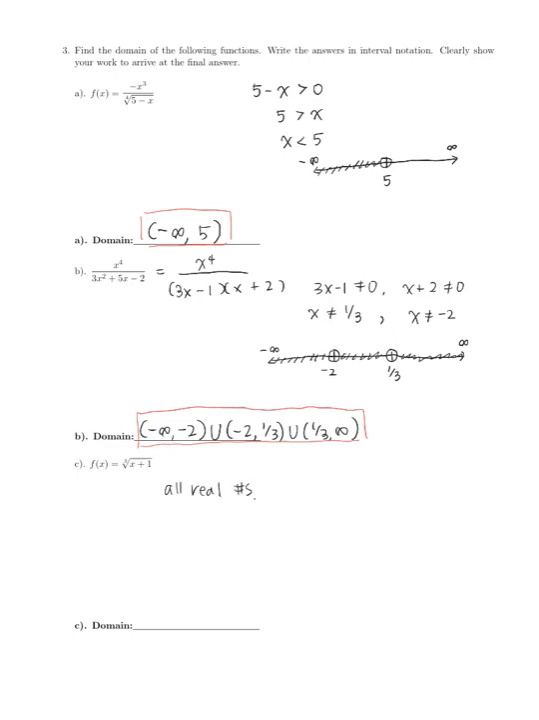Okay, so in that case, the interval notation should be negative infinity to infinity. Sorry, that looks like a closed bracket there. Infinity side should always be open. And here you have it.